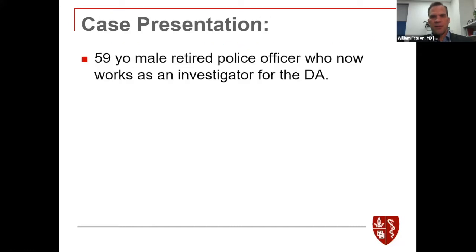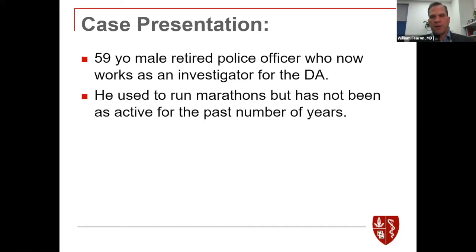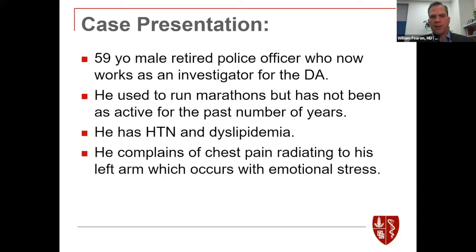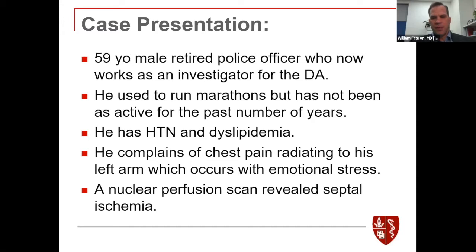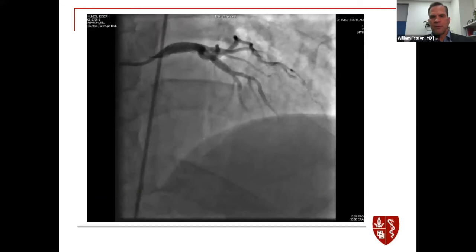So the first case is a 59-year-old retired police officer who now works as an investigator for the district attorney. He used to run marathons and was quite active, but more recently he hasn't been as active physically. He has a history of hypertension and dyslipidemia, and he came in complaining of chest pain radiating to his left arm, which occurred mostly with emotional stress. It wasn't as obvious with physical exertion. He underwent a nuclear perfusion scan that revealed septal ischemia, and then he was referred to me for a coronary angiogram.